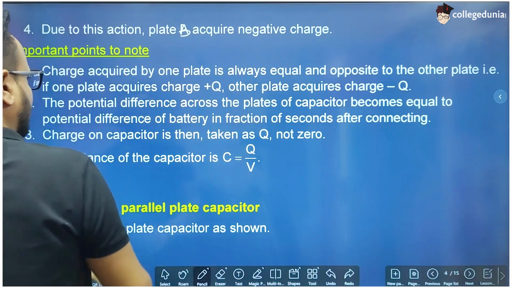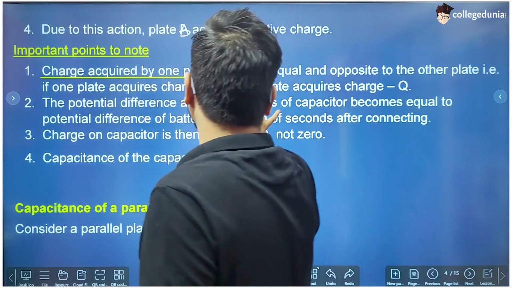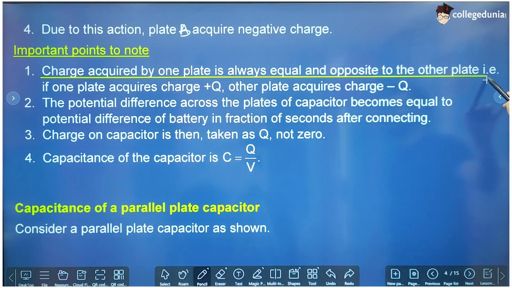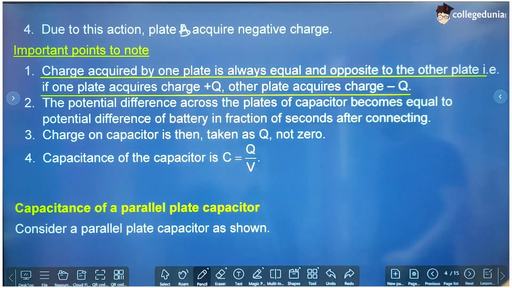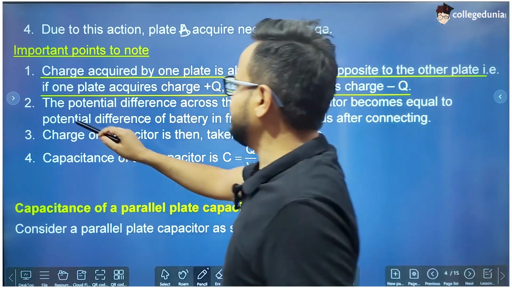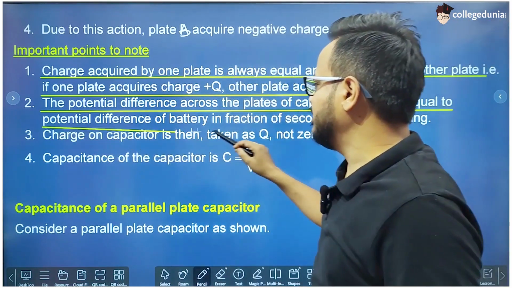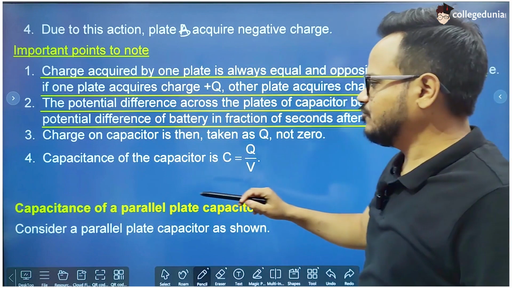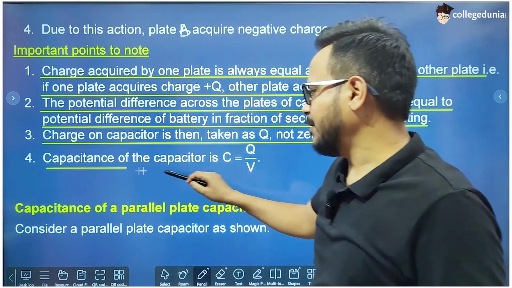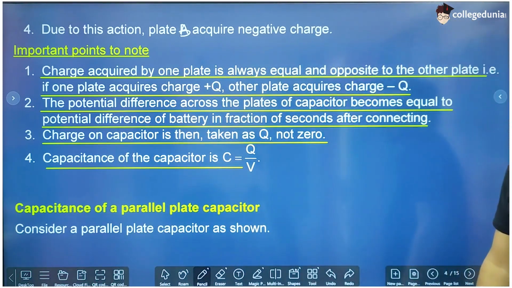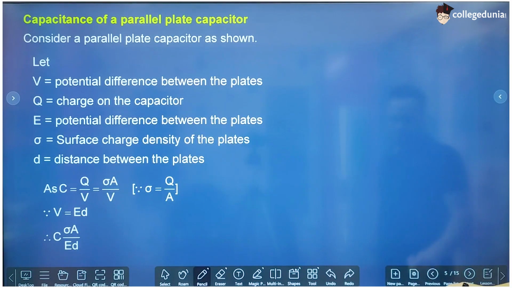Now, important points to note. This is very important. Charge acquired by one plate is always equal and opposite to the other plate. That is, if the charge acquired by one plate is plus Q, then the charge acquired by the second plate should be minus Q. The potential difference across the plates of the capacitor becomes equal to potential difference of battery in fraction of seconds after connecting, and charge on capacitor is then taken as Q and not 0, and the capacitance of the capacitor is C, which is Q by V. Clear? We have discussed all these points.